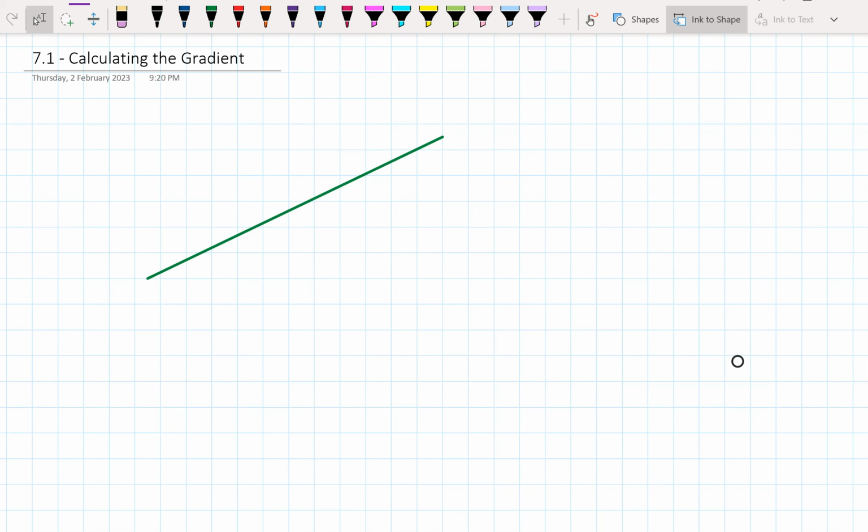Now typically that hill has some sort of horizontal distance. There's always some sort of horizontal distance with this hill, and there's also always some sort of vertical distance. So here we have a slope, and you can see that we're able to make this into a right-angled triangle.